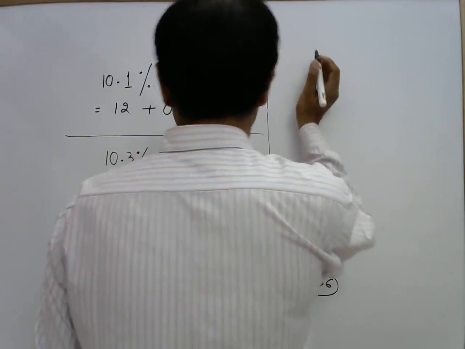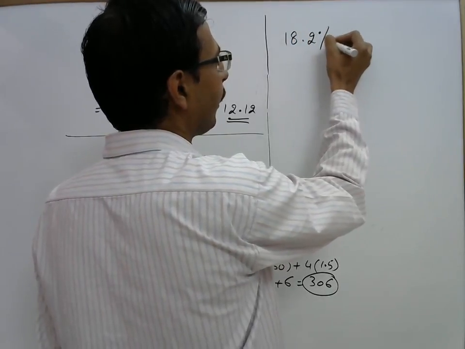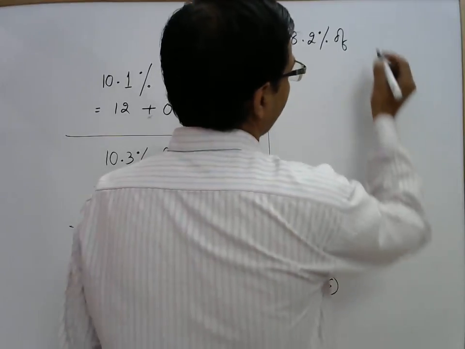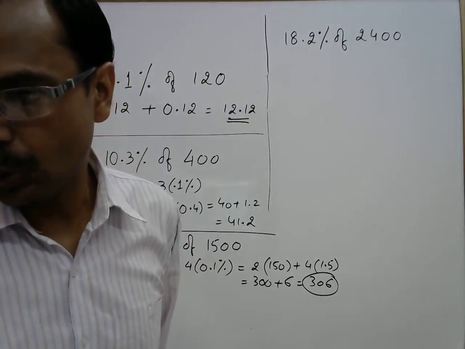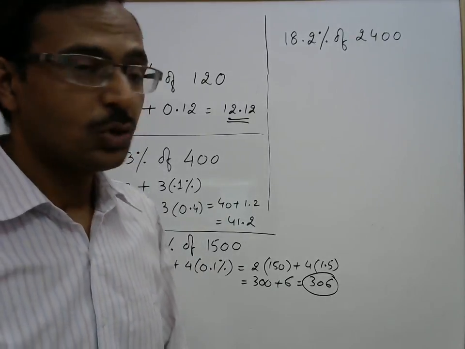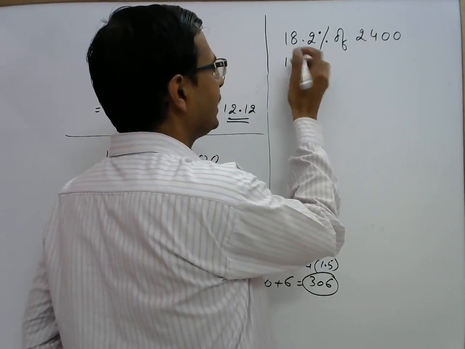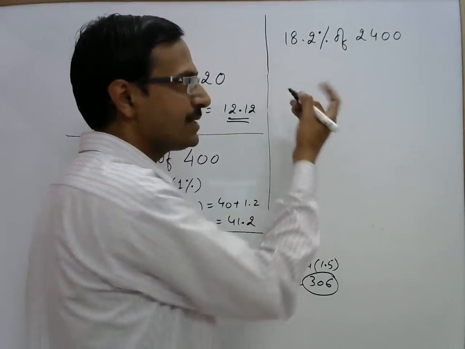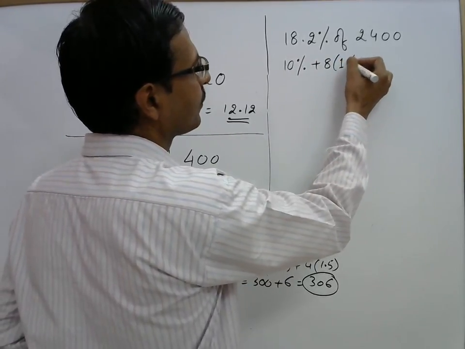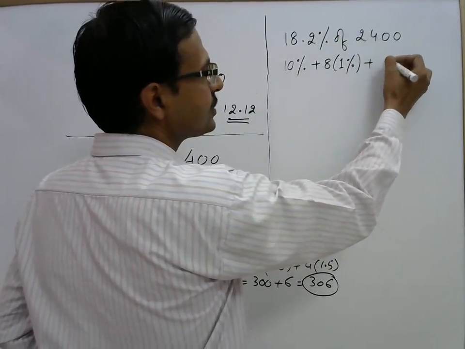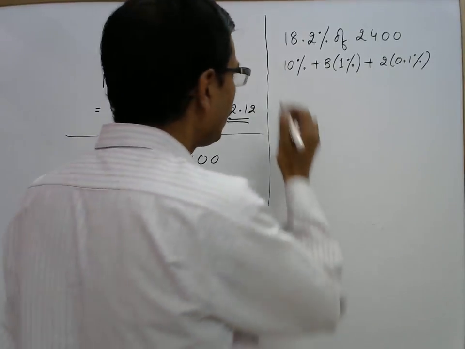So this is 18.2% of 2400. Now see, 18.2% of 2400. How do you calculate 18.2? This is 10 plus 8. So 10% plus 8 times 1% and 0.2%, so 2 times 0.1%. Now this is the breakup of percentage. Now you can put the values.